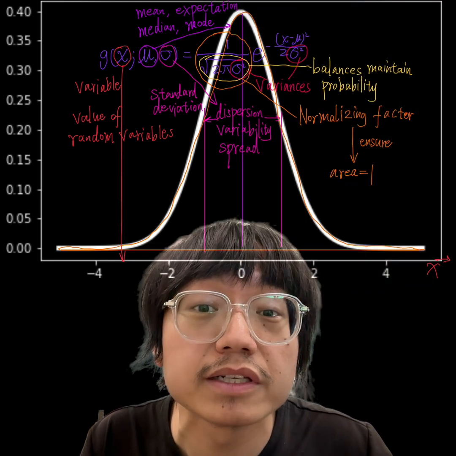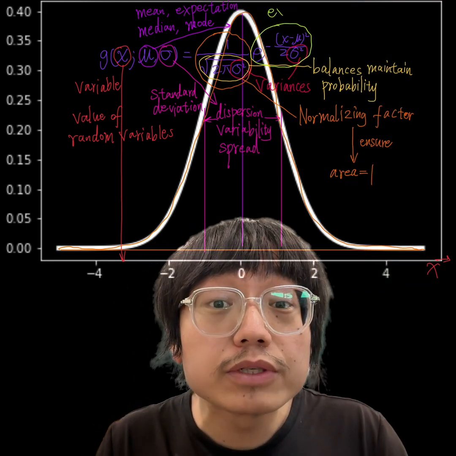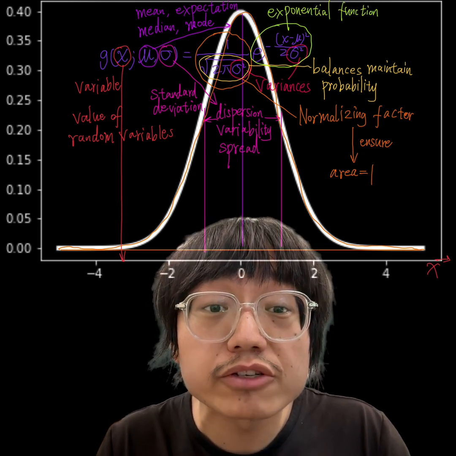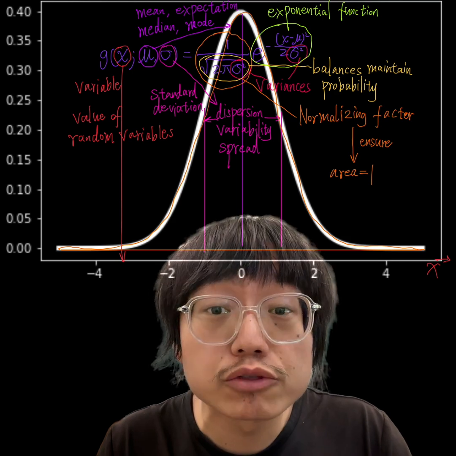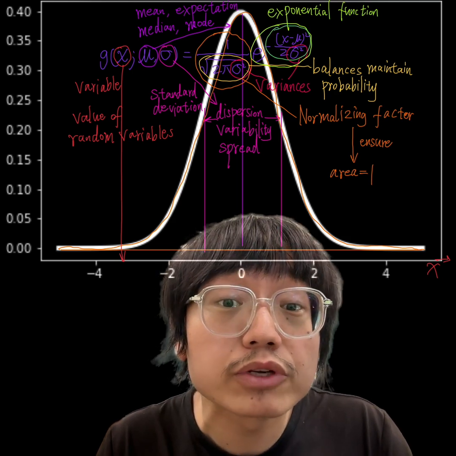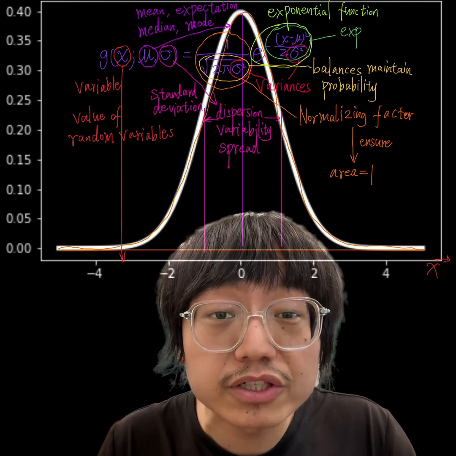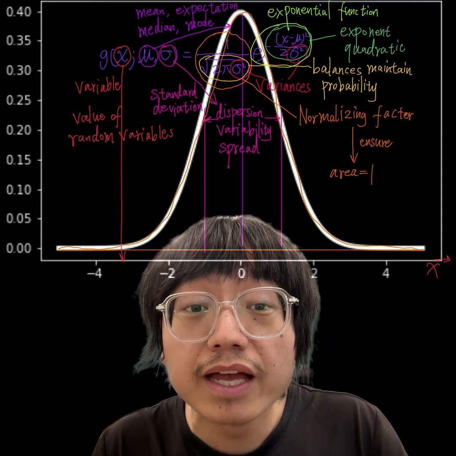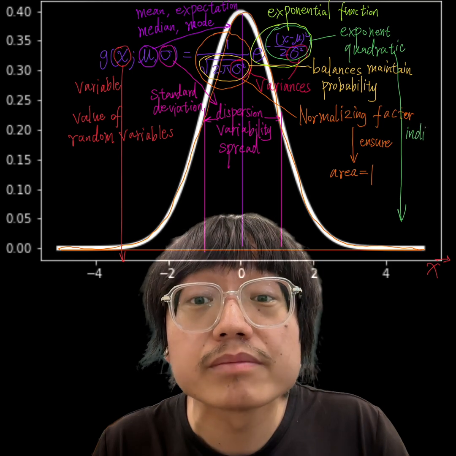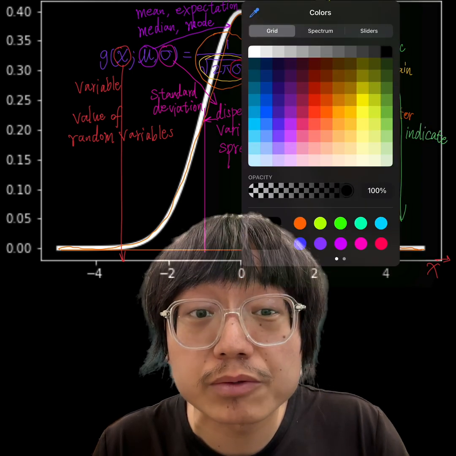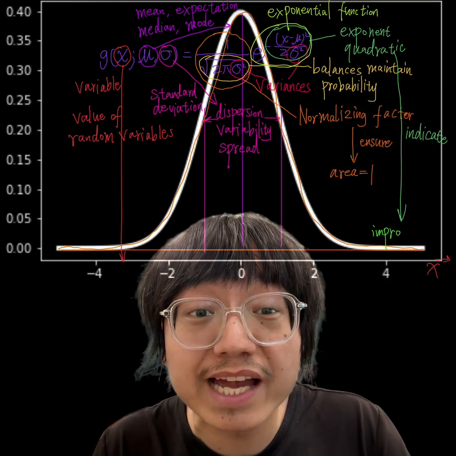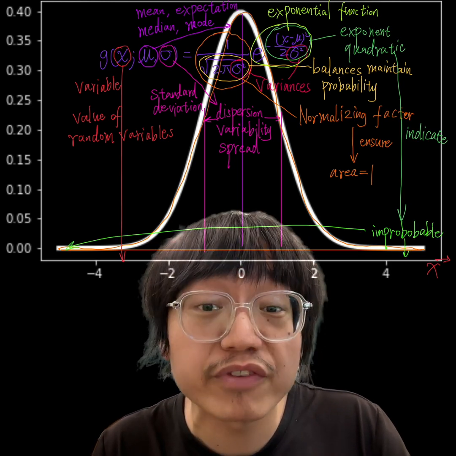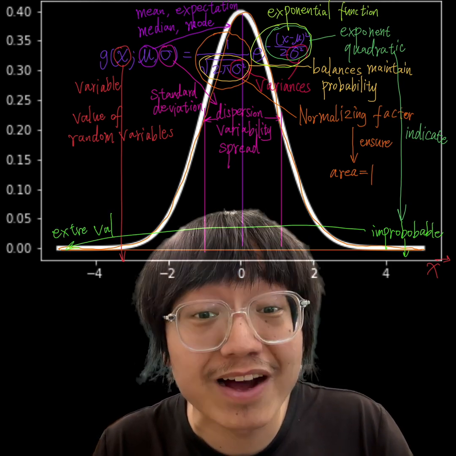The term e to the negative x minus mu squared over 2 sigma squared is the exponential function that gives this distribution its characteristic symmetric bell-shaped curve, which is centered at mu and decreases as x moves away from mu. The exponent, negative x minus mu squared over 2 sigma squared, is a quadratic function in x, which indicates how improbable it is to observe an extreme value as x deviates farther from mu.